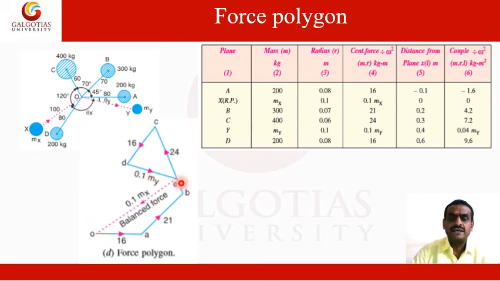Then finally, the polygon is closed by the EO vector. The distance of vector EO will be equal to 0.1 mx, that is the balanced force. So this is the procedure for drawing the force polygon. Finally, from this force polygon diagram, we get the magnitude of balancing mass mx and its angular position.